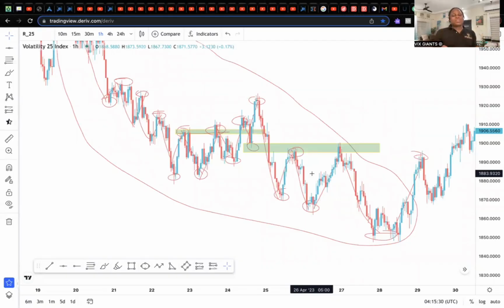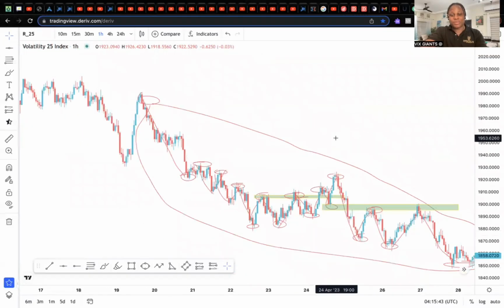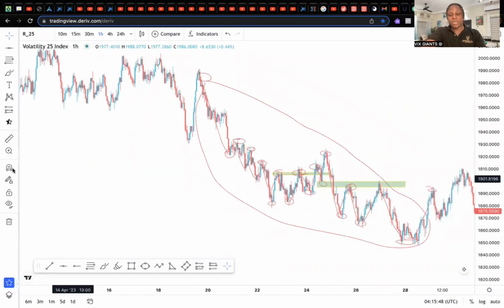So trust me guys, once you get the principle behind these things, the market cannot confuse you. Remember, cannot. So you just have to ensure you get the concept, guys, so you don't be made a fool of by the market.